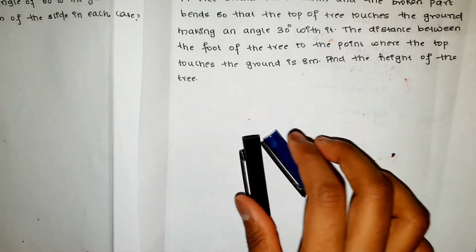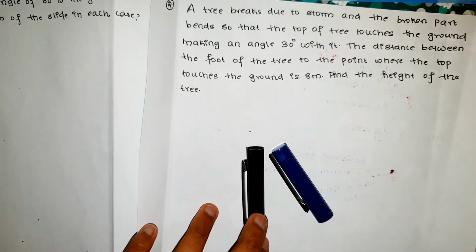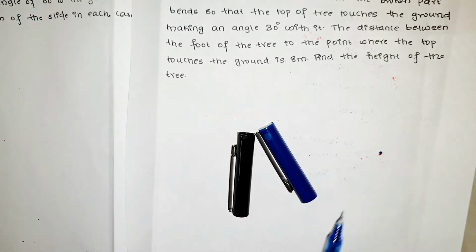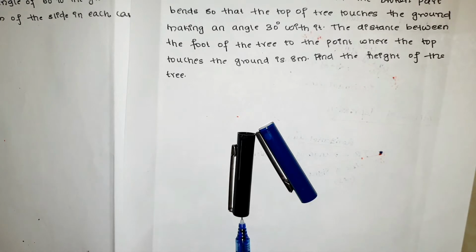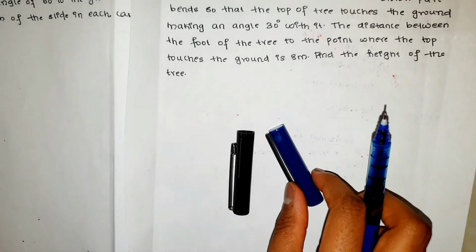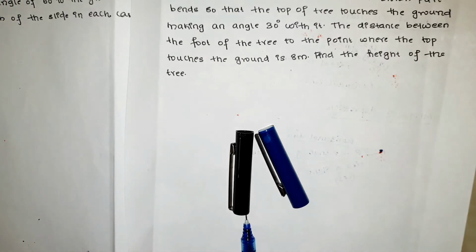Next is the distance between the foot of the tree. So this is the foot of the tree. The distance between the foot of the tree and the point where the top of the tree touches the ground is 8 meters. So we got this much distance, that is 8 meters. So find the height of the tree. What do we have to find?